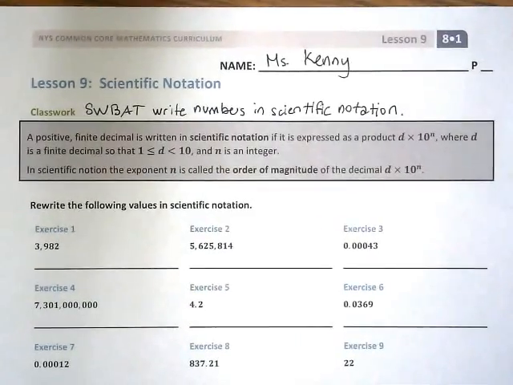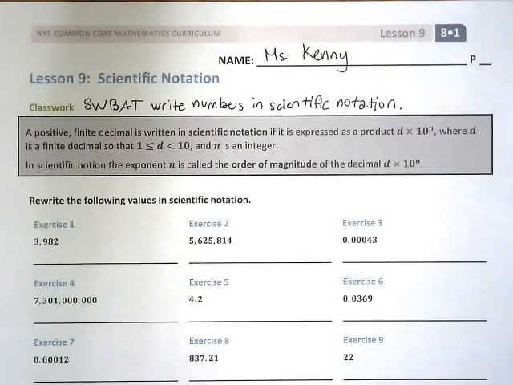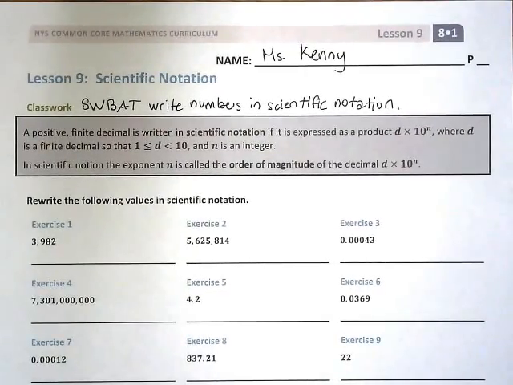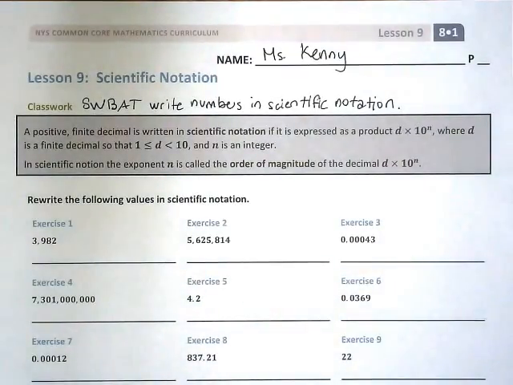Remember that while you're watching this, you can pause it at any time if I'm moving too fast so that you're able to keep up with everything. Our objective today is that we are going to be able to write numbers in what is called scientific notation. Here it gives us a little background on what we're going to do.